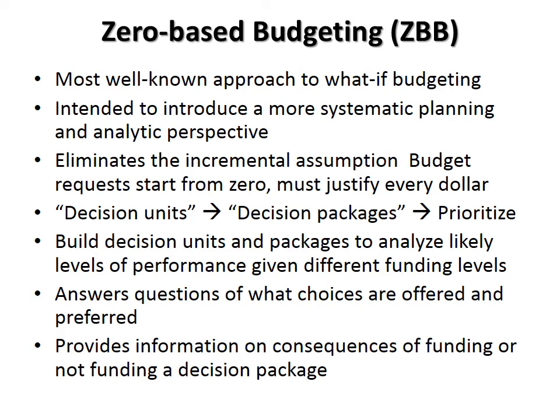The resource allocation decision begins with decision units that are then compiled into decision packages that allow for the prioritization of decision packages given certain amounts of resources. So the budgeteers build the decision units and then the decision packages to then link that to likely levels of performance given different funding levels.